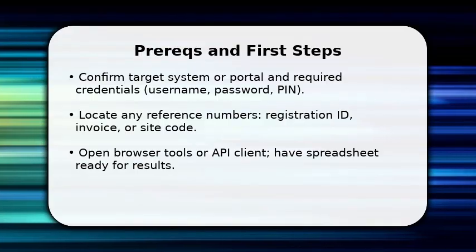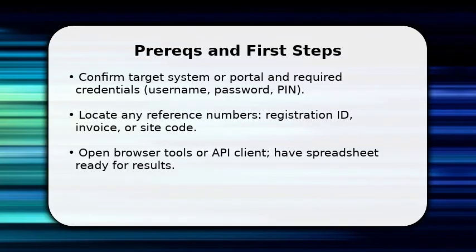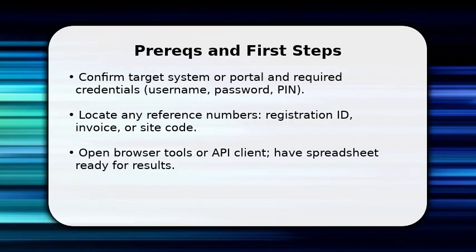You start by verifying prerequisites, the exact system you'll query and the credentials you'll use. Once that's clear, gather reference numbers like registration ID or invoice that narrow the search. Next, open the browser or API client you'll use and prepare a spreadsheet to record matches.